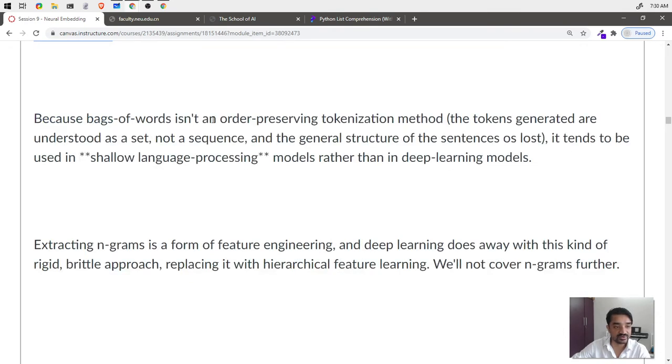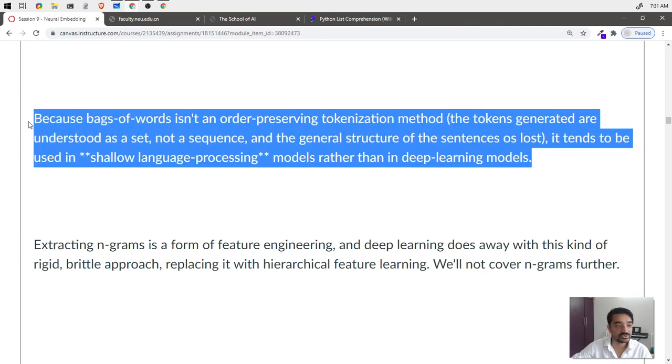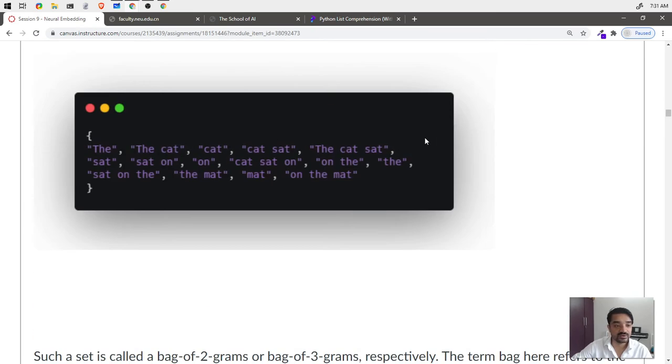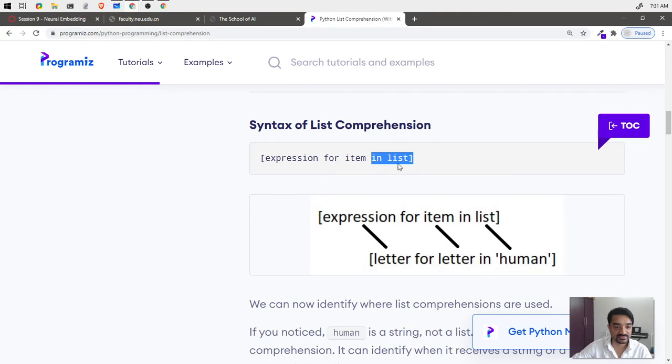Now, because bag of words is an order-discarding tokenization method, the tokens are understood as a set, not a sequence. It tends to be used in shallow language processing models, rather than deep learning models. So what are we saying here? If I can build something using just predicting the next word, and my context is very small, let's say 3-gram, 4-gram, 5-gram, I can possibly use n-gram.